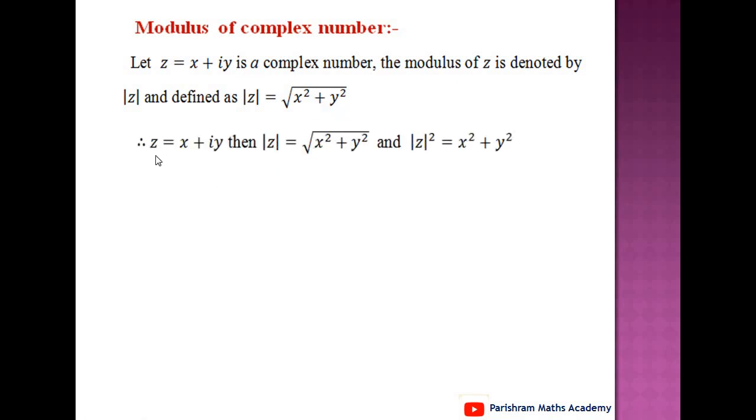And therefore, if z equal to x plus iy, then mod of z equals root of x square plus y square, and squaring on both sides, mod of z square equals x square plus y square.